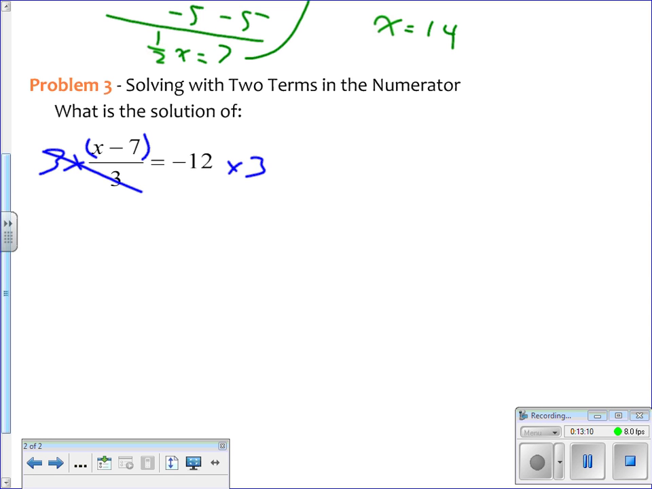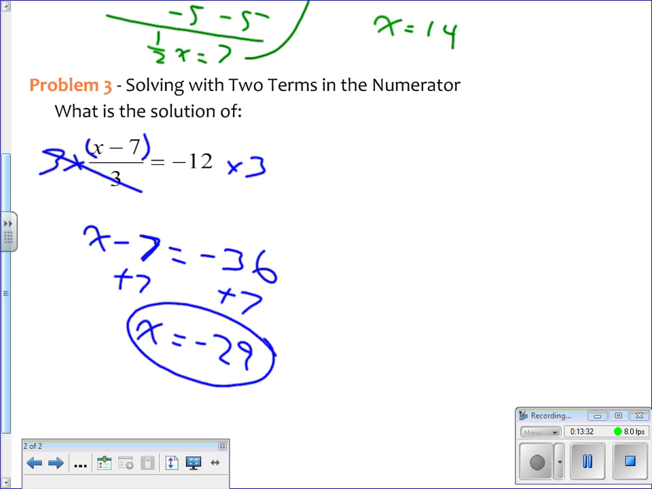That cancels. You get x minus 7 equals negative 36. Add 7 to both sides. x equals negative 29.